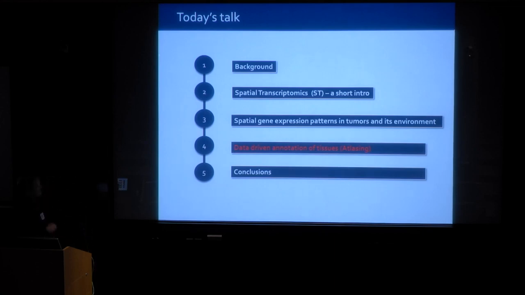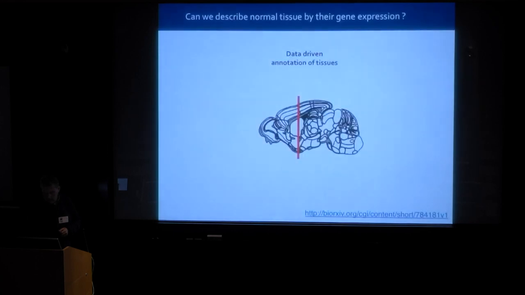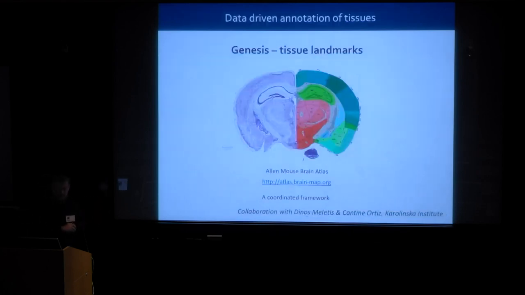The last vignette is the data-driven annotation of tissues, or atlasing, and this is something that we put on bioRxiv quite recently. It's can we annotate tissue in a data-driven way? And the example comes from the brain, which has been studied over 100 years, more than that, from histology point of view. But the Allen brain obviously has put a lot of effort into getting a histological structure of the brain with some connectivity underlying the different areas of the brain. And this we've done together with Dinos and Cantina Karolinska Institute, who has a long-term interest in the brain.